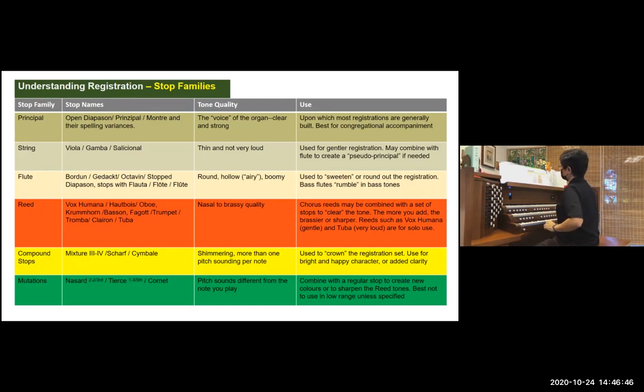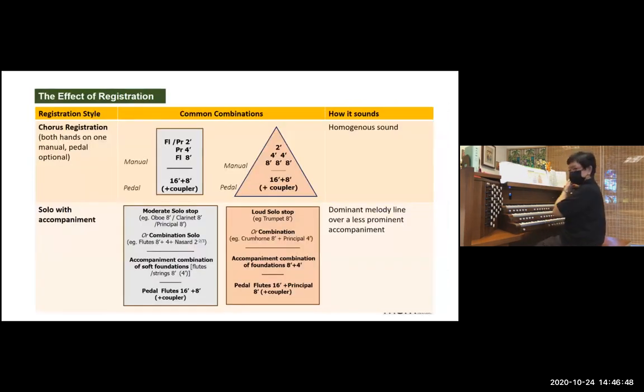Okay, so as we had revised a little bit what chorus registration is, let me show the example again. Chorus registration would be principals and flutes and strings in various combinations stacked up. So if you see your page, the gray rectangle on top, principal or flute 8, 4, 2, and pedal. Things like this. This will be chorus registration.